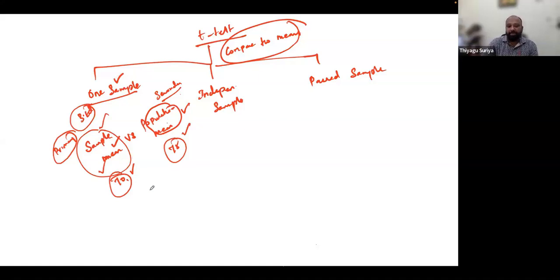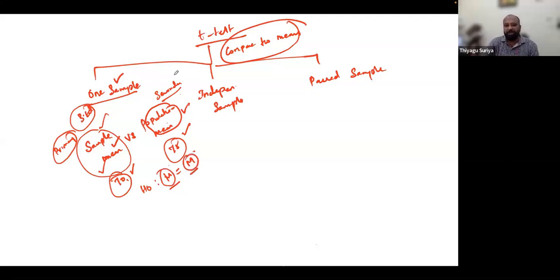Here, I'm talking about H0, the null hypothesis. Here, the comparison is between two means. One mean is called the population mean, the other mean is called the sample mean. So therefore, mu equal to m means there is no significant difference in the mean scores of the sample and the population, or there is no significant difference between the population mean and sample mean. Therefore, mu represents the population mean and m represents the sample mean.